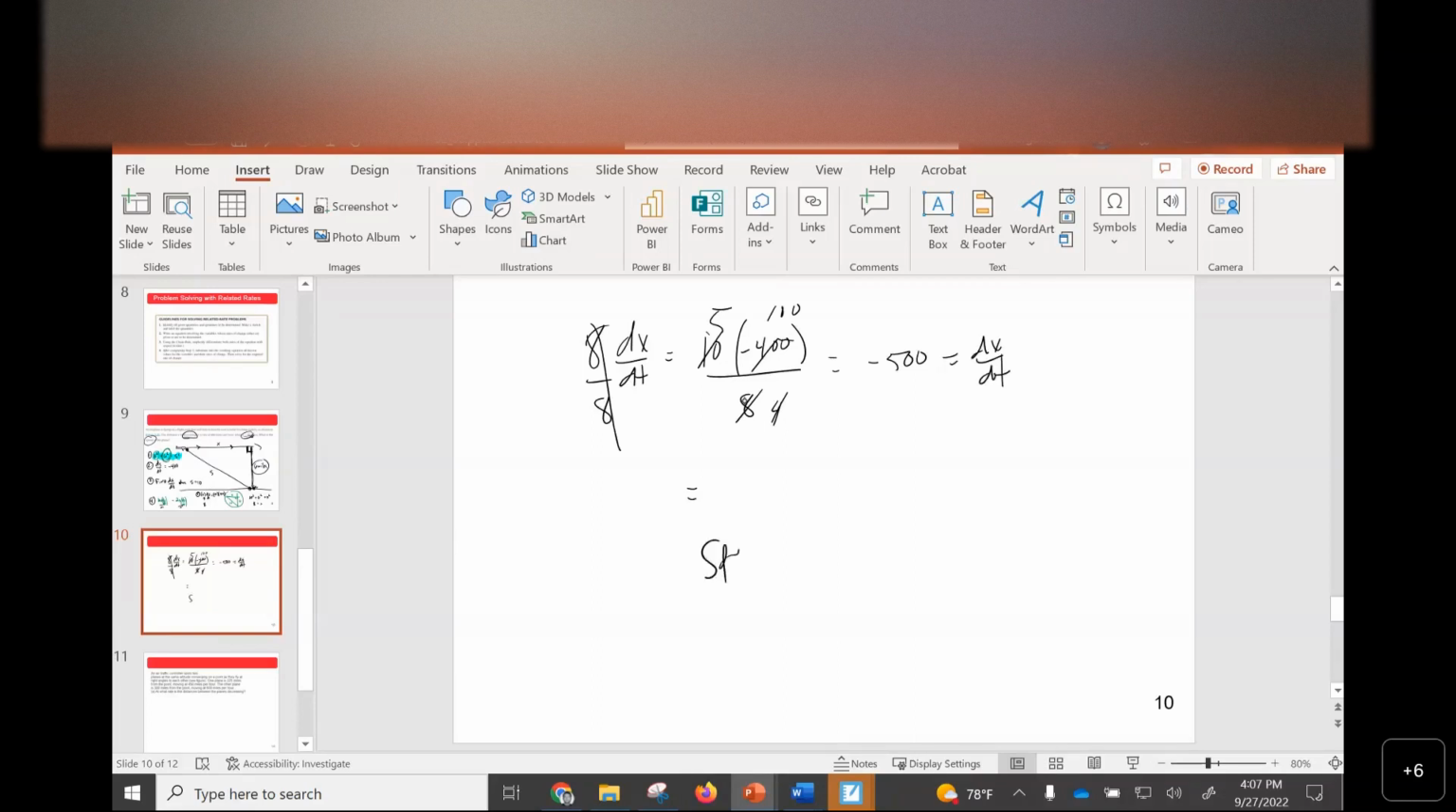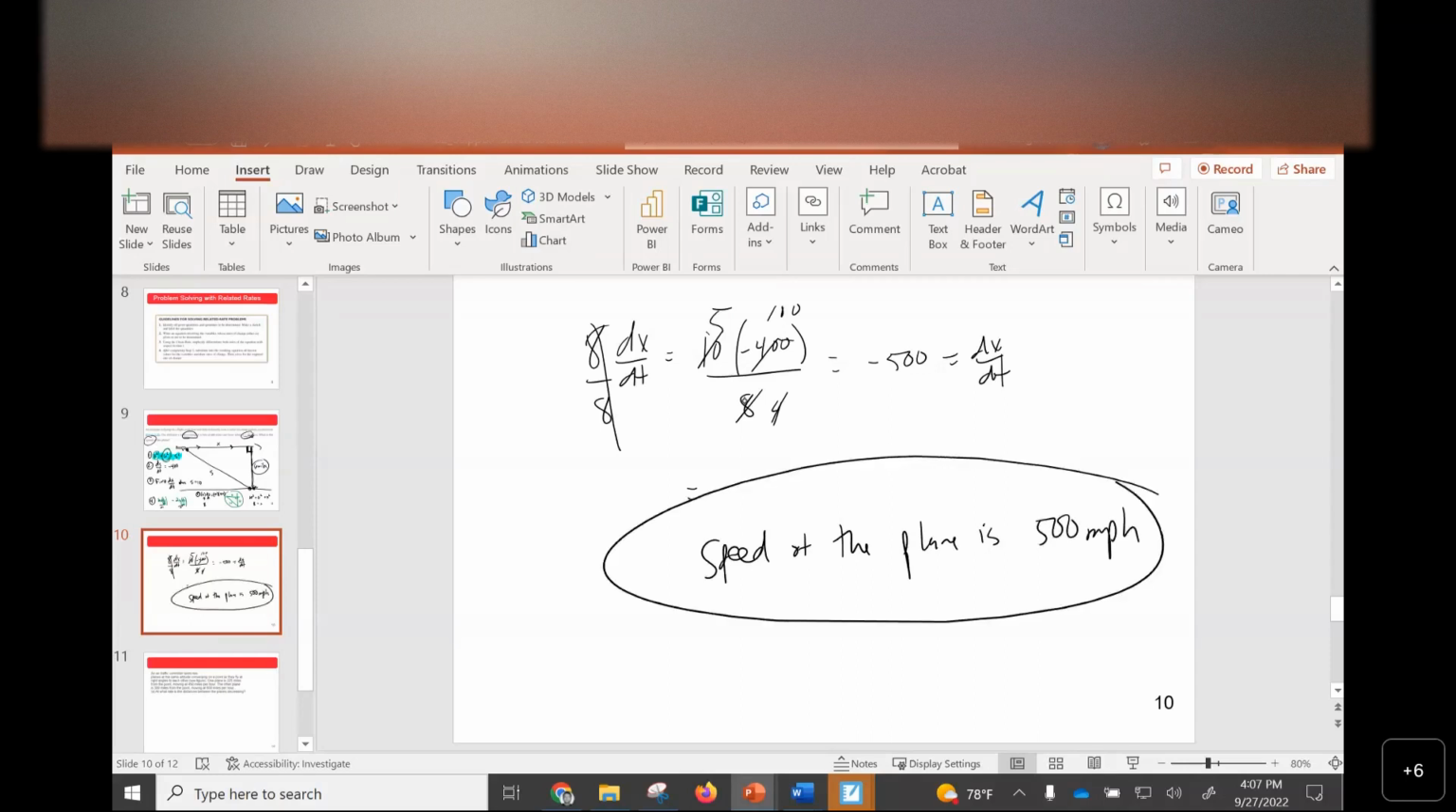And then the speed of the plane is 500 miles per hour. Positive. Okay, dx/dt is negative because x is decreasing. Speed is positive because it's speed.